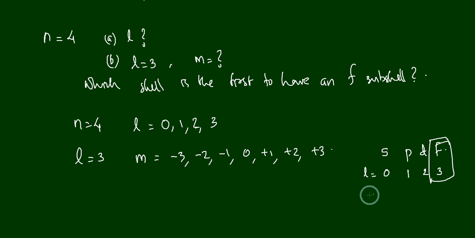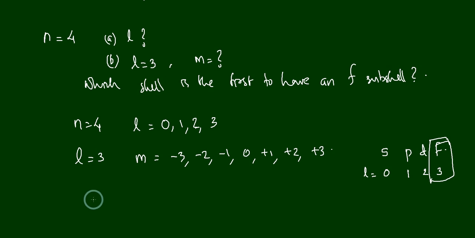If you are considering the first shell, L cannot be 3, because the only possibility is n equal to 1, L equal to 0. If you are going for n equal to 2, then that is not possible, because the maximum value of L is 2 minus 1, that is 1. And for n equal to 3, the maximum value of L is 2. So if L is equal to 3, then n should be at least 4, right?